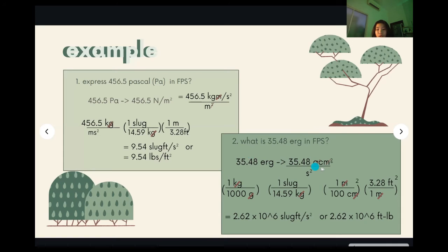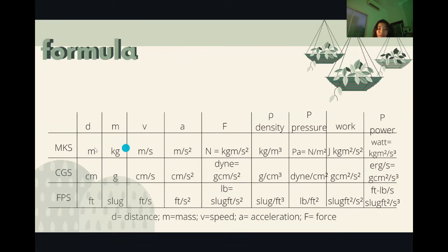We change erg into g cm squared over s squared to make it easier and so we can cancel things out. So we need to cancel g, so we use 1 kg over 1000 gram, because we need to cancel out gram. This is 1000 over 1 kg. So cancel gram, and then we need to cancel out the kg. So we use slug.